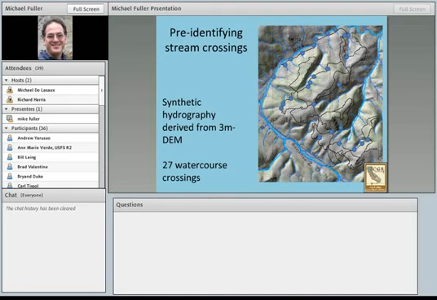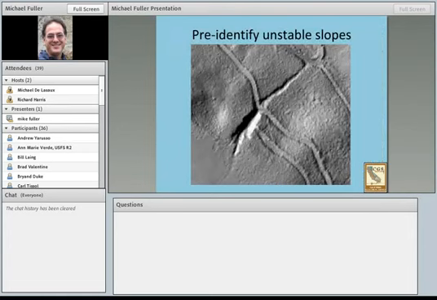By deriving a hydrography model from a 3-meter elevation model, 27 watercourses were identified. That's 9 times more. Models such as this are error-prone in headwaters and low gradient areas and require adjustments based on ground observations. Many of the sediment production models rely on this sort of synthetic hydrography. Field observations made during an assessment of watercourse crossings can help calibrate these models.